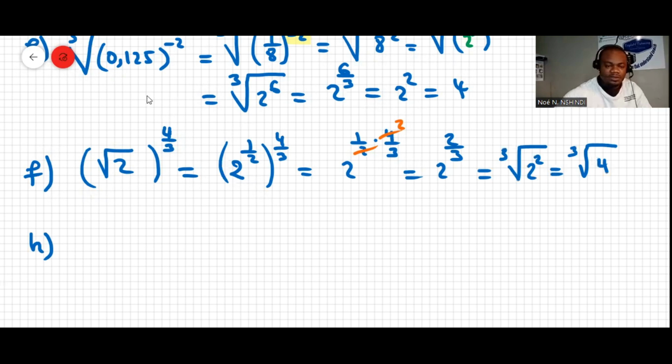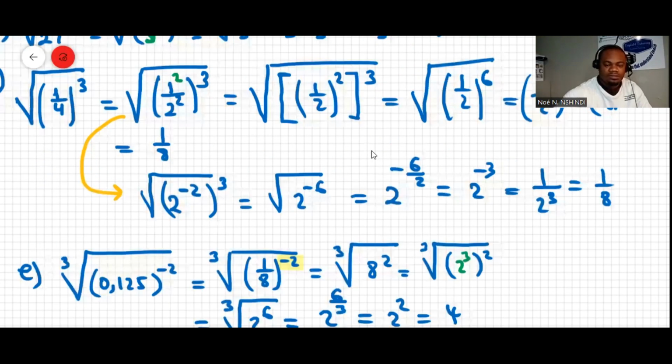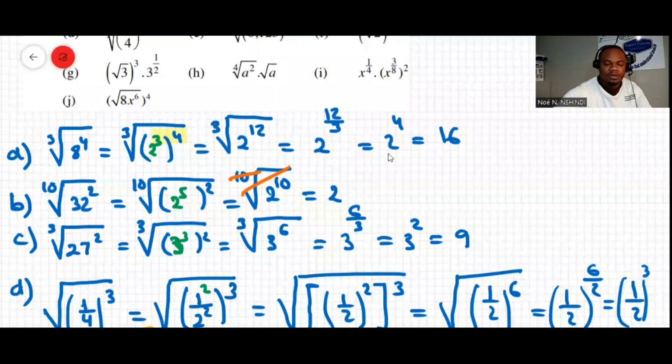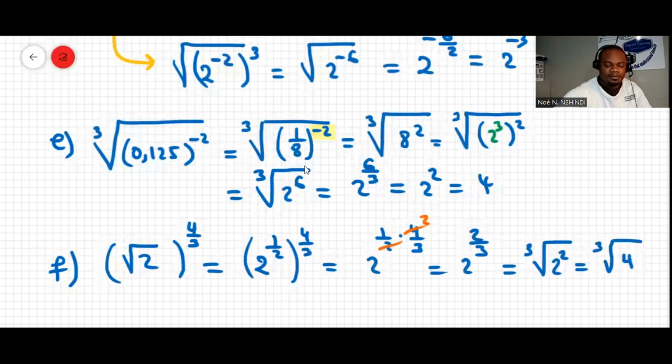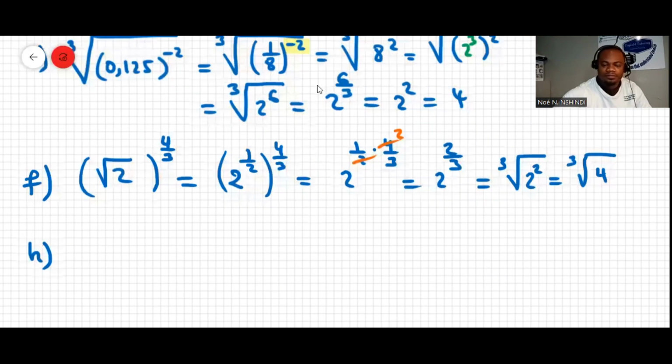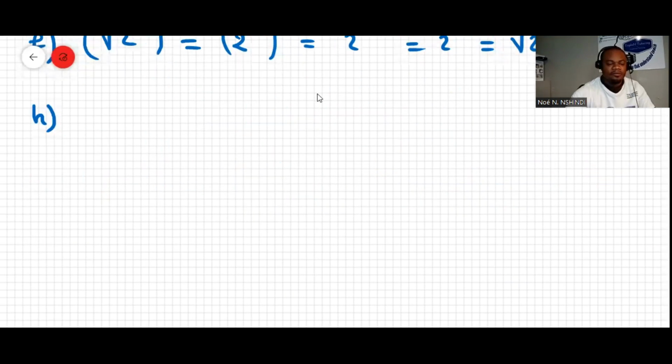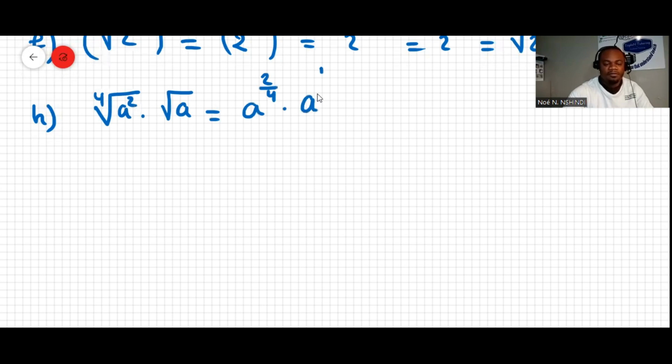h was 4th root of a squared times root of a. So here we have the 4th root of a squared multiplied by square root of a. So this will be a to the power of 2 over 4 multiplied by a to the power of a half. Now this is the product we know. When we have same bases, we add the exponent.